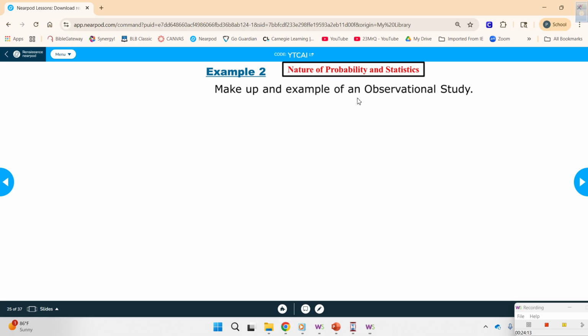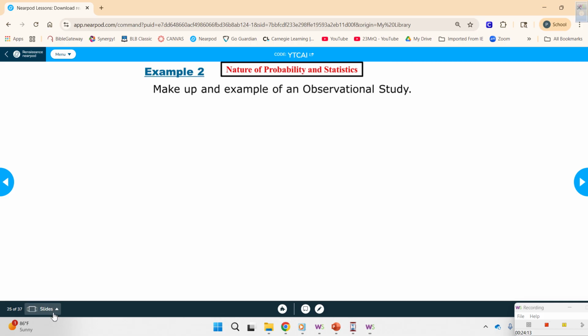So with that said, think about it. Make up an example of an observational study yourself. Think about it first. Don't say it out loud. What would be an example of an observational study? Think about it, if I was to ask you to make one up. All right, share it with your neighbor. What would be your observational study?